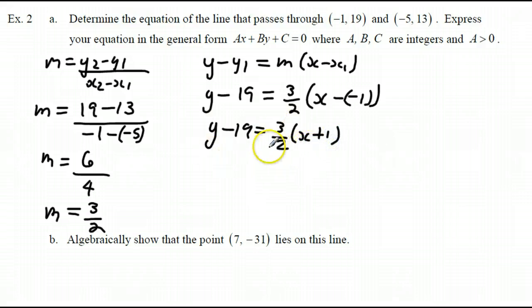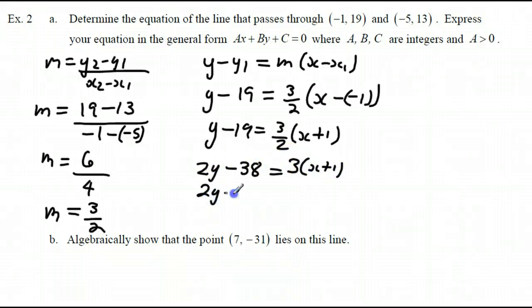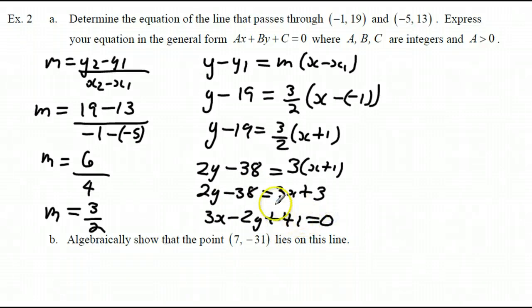Let's multiply through by 2 to clear out any denominator. 2y minus 38 is equal to 3 times x plus 1. 2y minus 38 equals 3x plus 3. We need the x positive, so we're going to go 3x. We'll move the y over, minus 2y. We're going to move this over, adding 38 to both sides, so plus 41 is equal to 0.